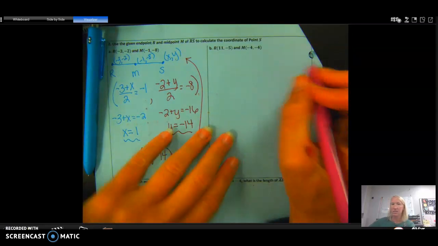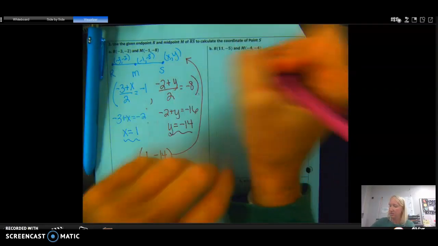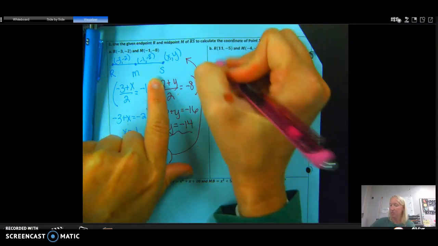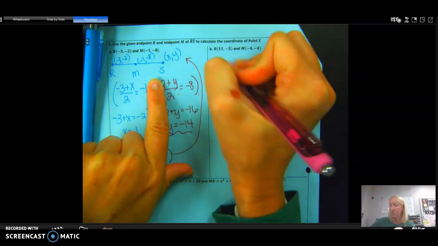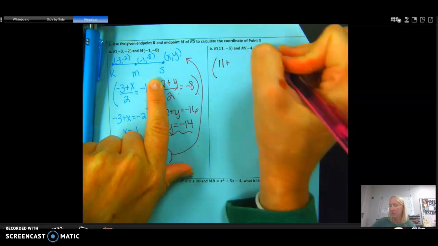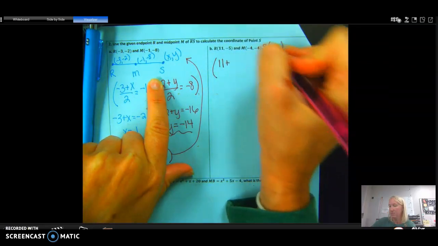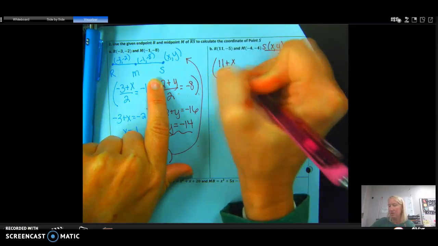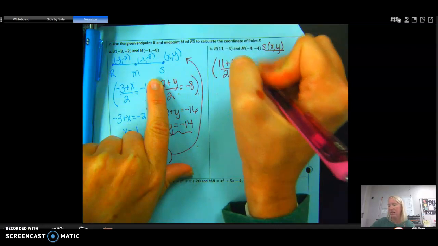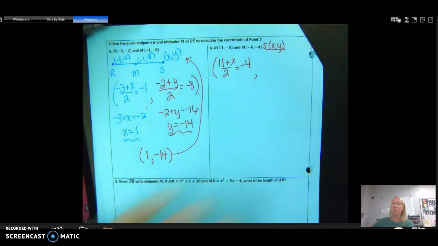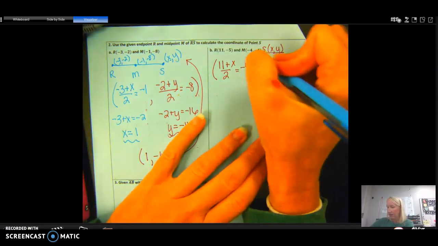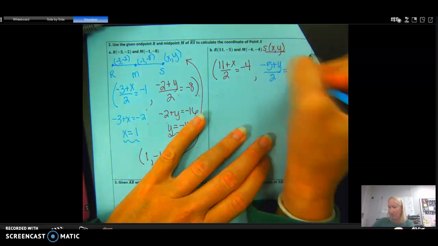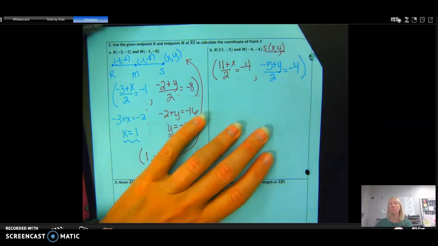I'm going to go through it. So when you're done, we're going to check. So same picture. So I'm going to take my endpoint x, 2, plus I don't know my other point. Right now it's x, y. So I'm going to put in x, divide by 2, but we do know the midpoint x value is negative 4. Comma, y's, negative 5, plus we don't know the other y value. All that over 2 will equal negative 4 also.